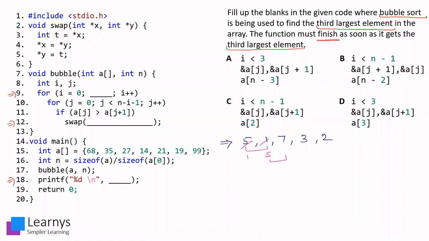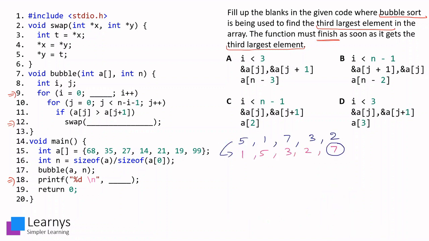Then 5 and 7 will be compared since they are in order. We will leave them. Later 7 and 3 will be compared since they are not in order, so 7 and 3 will be swapped. Again 7 and 2 will be compared since they are not in order, so 7 and 2 will be swapped. So at the first pass, we will have 1, 5, 3, 2 and 7, having the largest element at its correct position.